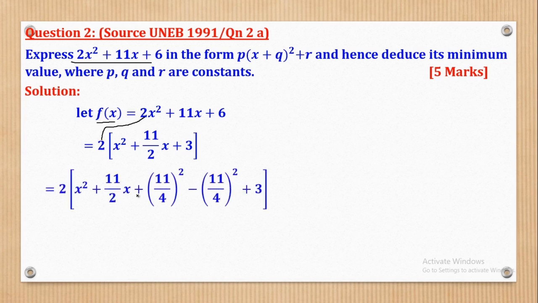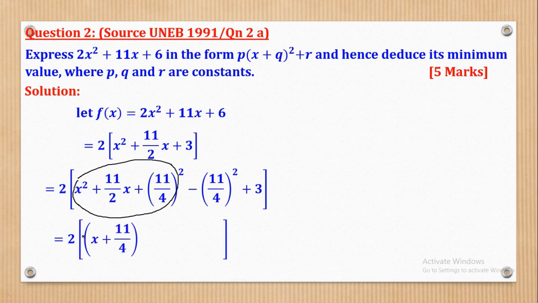The next is to introduce an innocent expression. So half of this is 11 over 4, but it has to be squared. That's why you see 11 over 4 squared, plus or minus. So always remember that it has to be plus and minus for it to become an innocent expression. The next is to complete squares. So these first three terms will become x plus 11 over 4, everything squared.